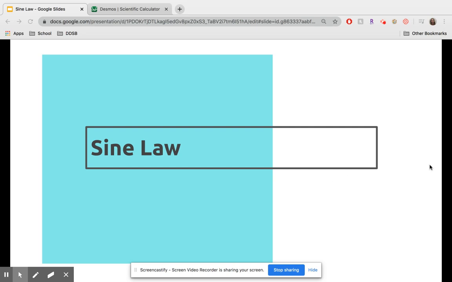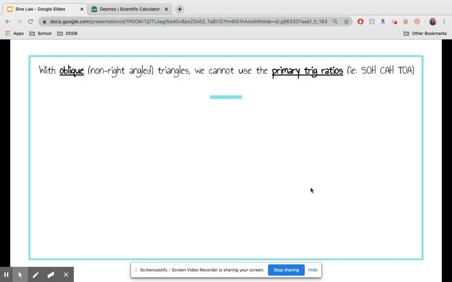Hi everyone. So we're on another lesson in the trig unit. This is the sine law. With oblique triangles, this means that there are no right-angled triangles. So we cannot use SOHCAHTOA in any triangle that doesn't have one right angle.